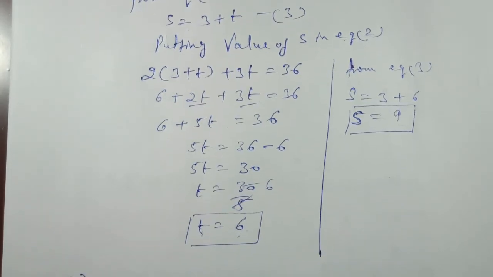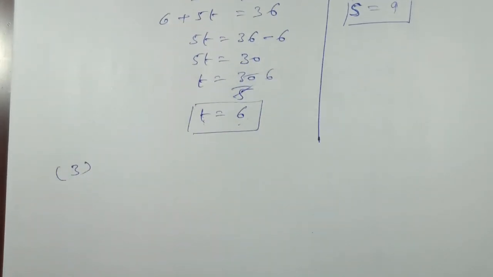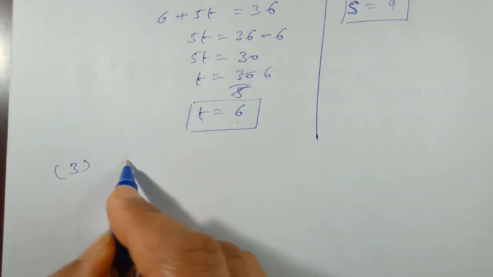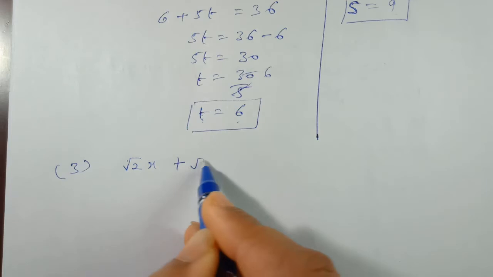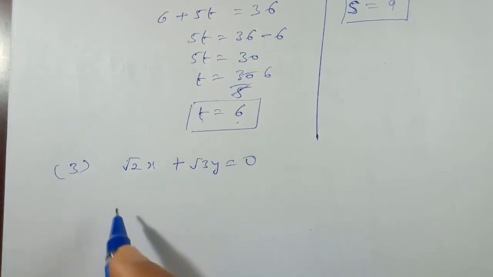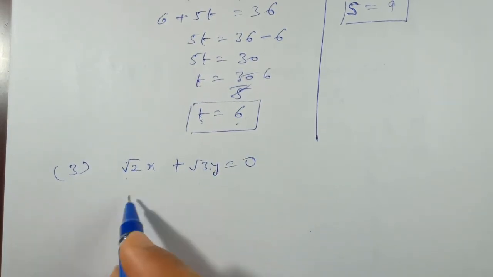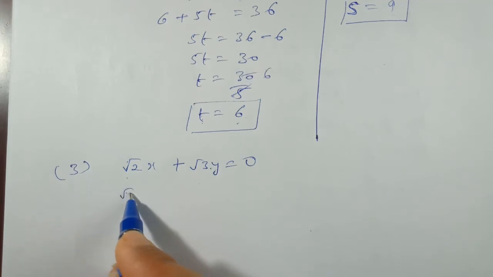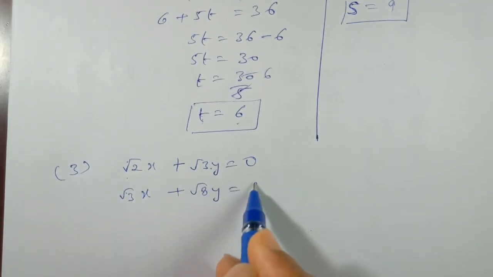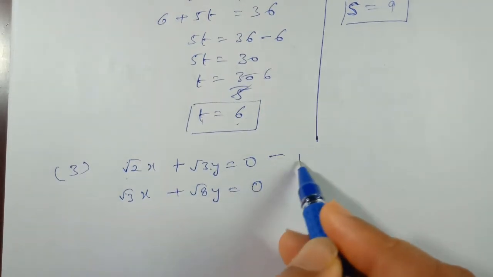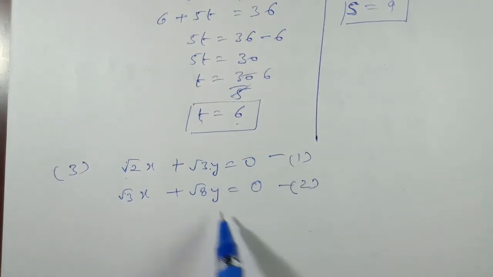Let us solve one more example, third part. I am taking root 2x plus root 3y equal to 0. Both the coefficients are in root form. Another one is root 3x plus root 8y is equal to 0. So let it be first equation and this be second.